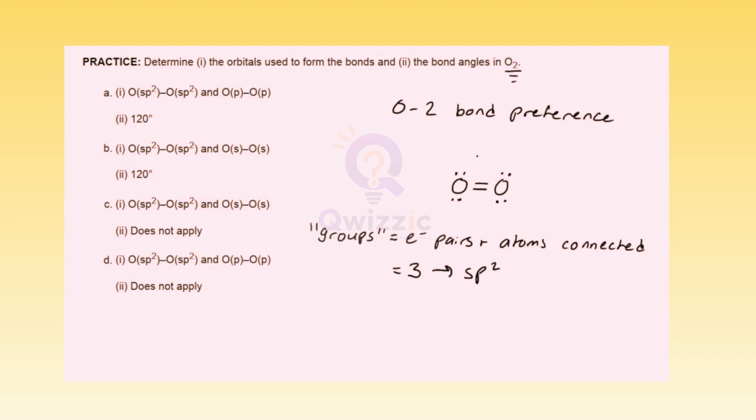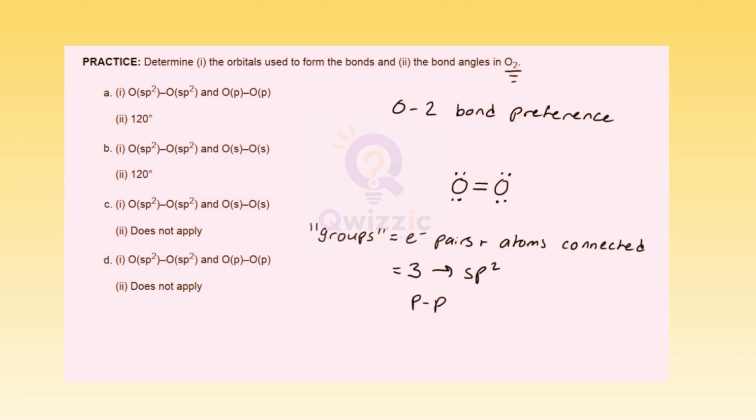So both oxygen atoms have sp2 orbitals that are used to form the bond between them. And because they have an sp2 orbital, recall that they always have one p to p orbital overlap. And this is because of the formation of the pi bond, or the double bond, in between both oxygen atoms. So just to reiterate, our orbitals are sp2 to sp2 and p to p.